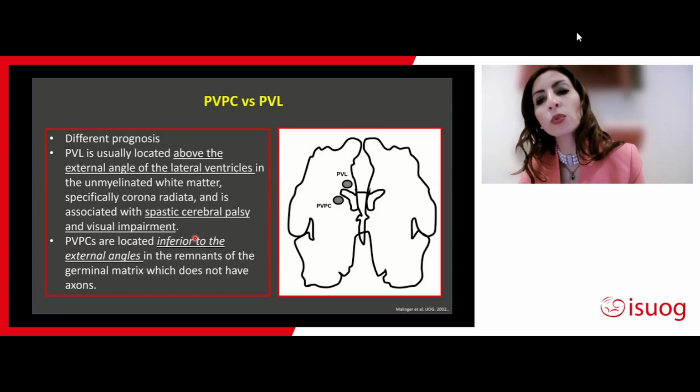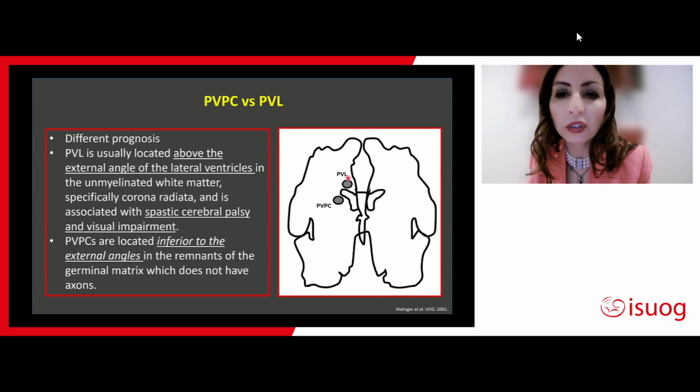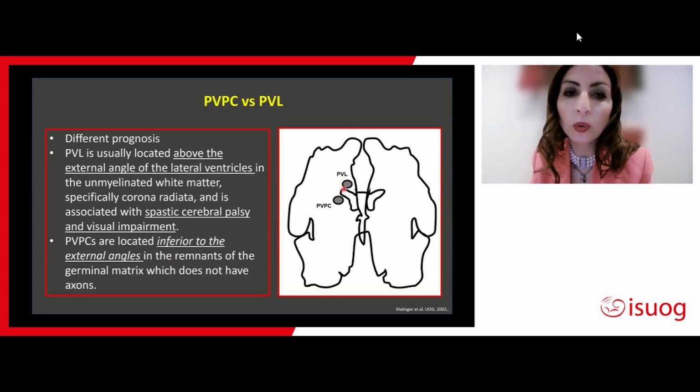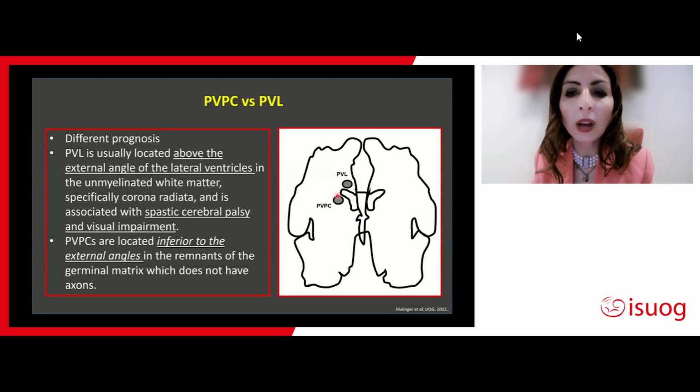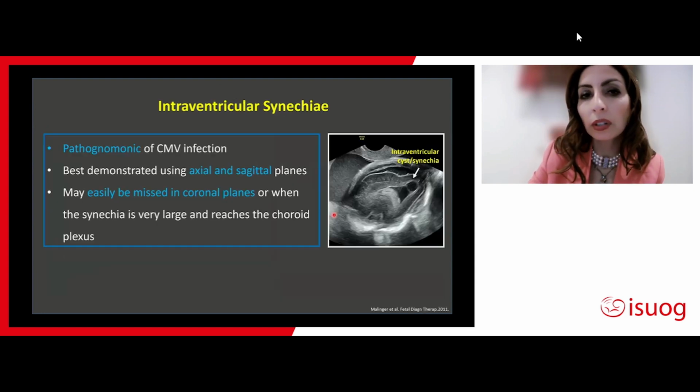And how would you do that? Well, this diagram beautifully illustrates the difference. They have different locations. The periventricular leukomalacia is usually above the external angle of the frontal horn of the lateral ventricle, and that is associated with spastic cerebral palsy or visual impairment, while the periventricular pseudocyst is often located inferior to the external angle of the frontal horn of the lateral ventricle.